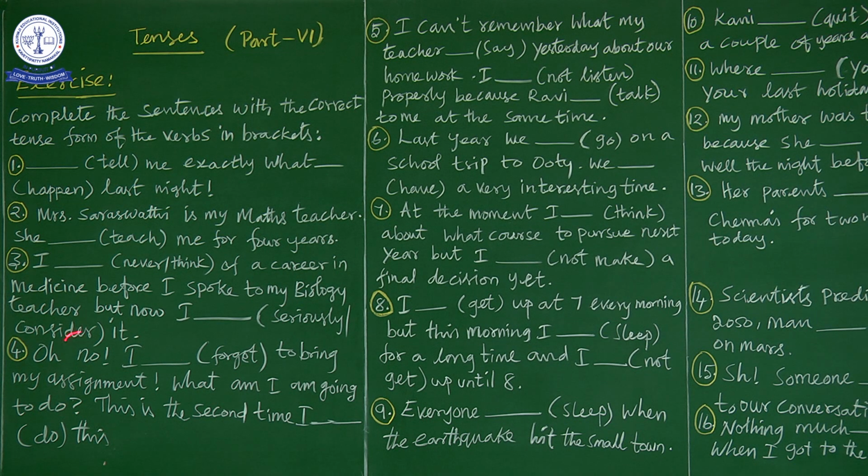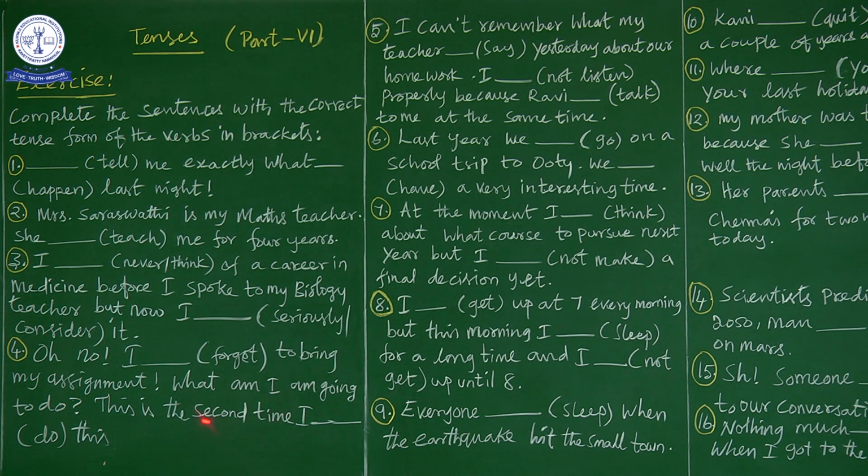Next. Oh no, I forgot to bring my assignment. What am I going to do? This is the second time I do it. Okay, so now here we have to find out, since it is about bringing the assignment, what am I going to do? This is the second time I do this. So here we have a contextual keyword and we have a physical keyword. Now what is the physical keyword?